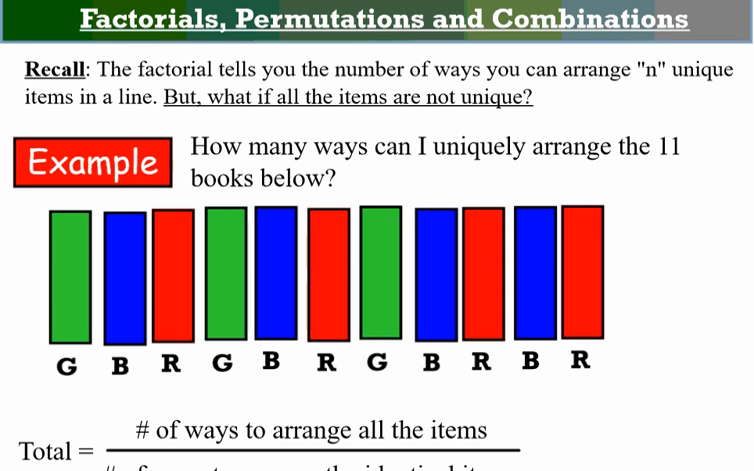That's how I rearrange them if all of the items are unique. So that's what a factorial was, if all of the items are unique. But what if all of the items are not unique? What if there's some repetition?